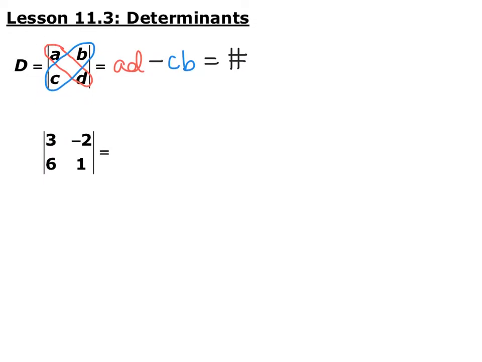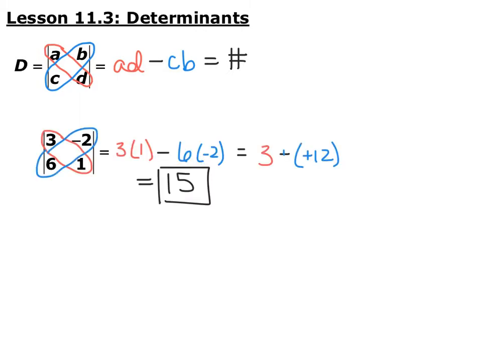Okay. So go ahead and pause the video and try taking the determinant of this 2 by 2 matrix. So you should end up multiplying down 3 times 1 and then subtract off multiplying up 6 times negative 2. So you end up with 3 minus a negative 12 or a positive 15.